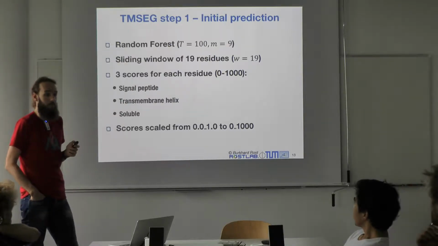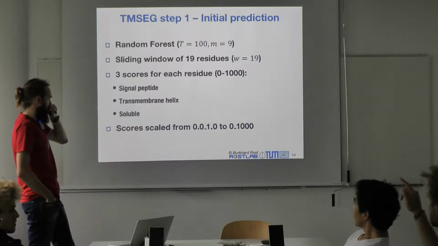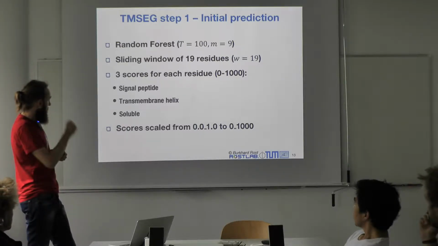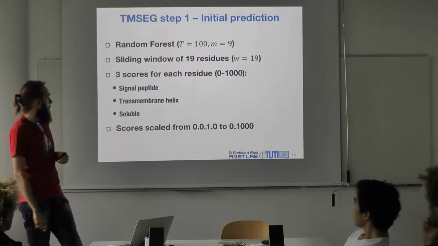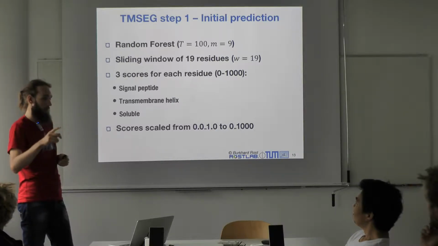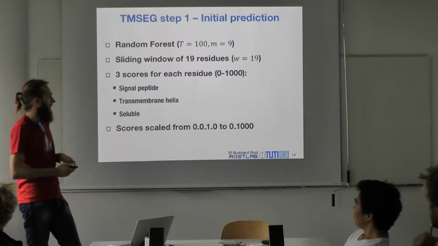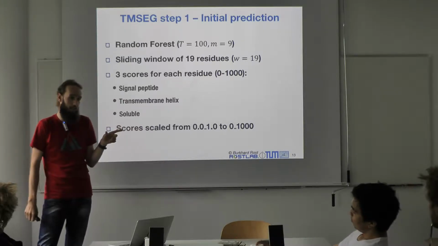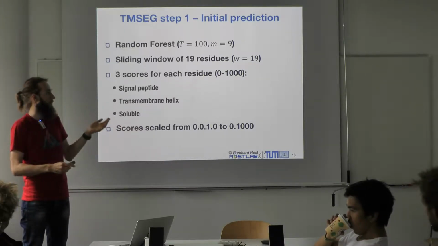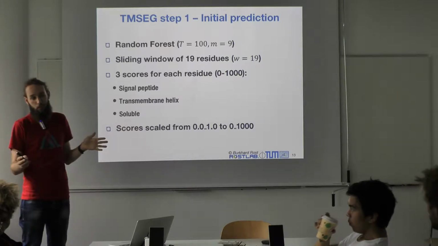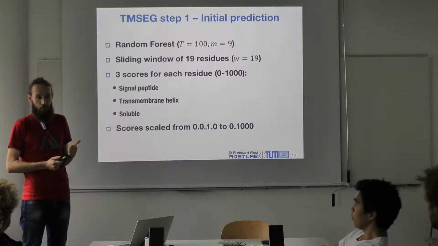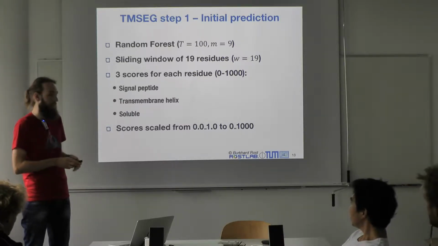Did I get it right that it's 9 out of 19 residues for the features? No, sorry. We have a certain number of features, which we will get to in a few slides, and the features are calculated over a window of 19. So the average charge over a window of 19, for example, is 1 feature. And we will see how many features we have.